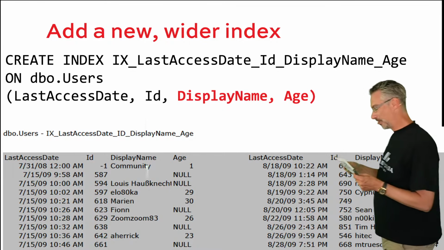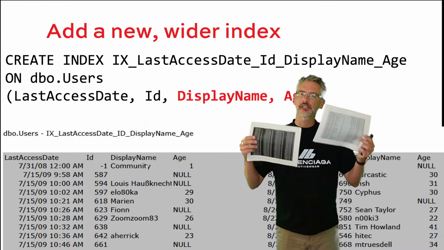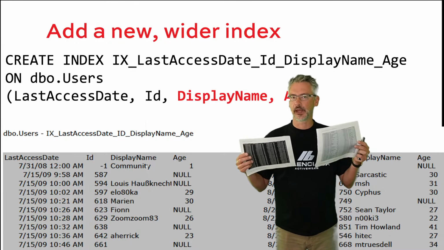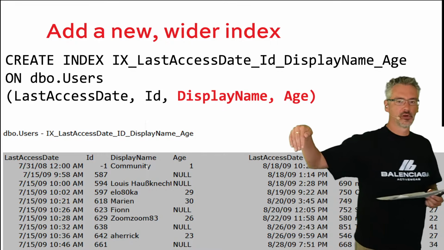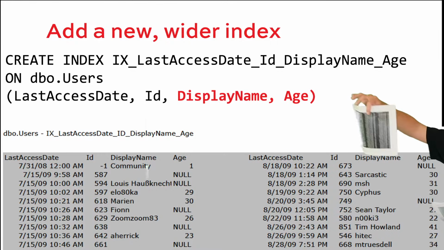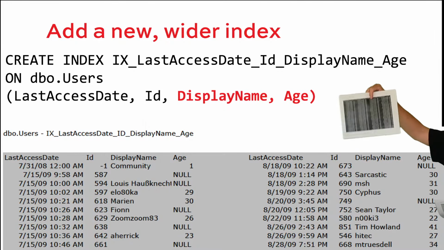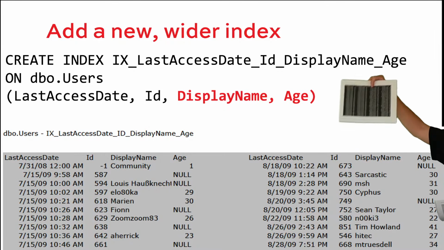Now, one thing that you will notice is that this is a physically larger copy of the table. It's hard to see that just based on one page, but think about this. Look at the number of rows that we can fit on one of these pages versus the number of rows we could fit on this page. This page is much more dense.